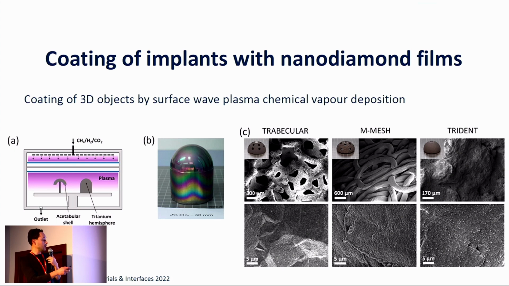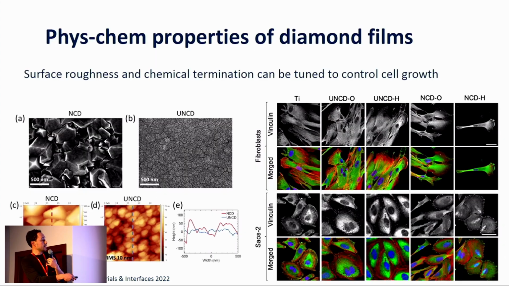This is another example of how we use surface wave plasma chemical vapor deposition to coat three-dimensional objects. These are acetabular shells, like in C, where you see micrographs before coating and after coating. And then we have tested growing cells with different functionalization, oxygenation, hydrogenation, and different topographies. By tuning this topography and termination, we can control cell growth, like favor osteoblast growth over fibroblast growth.